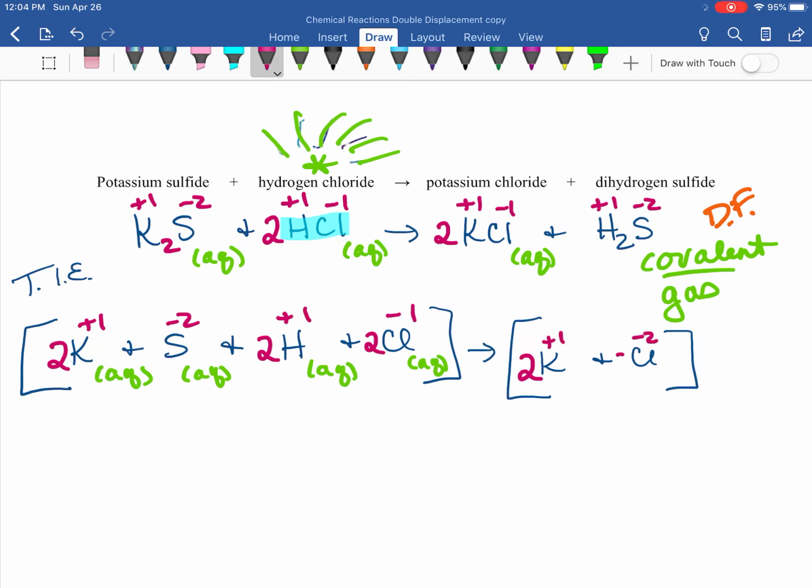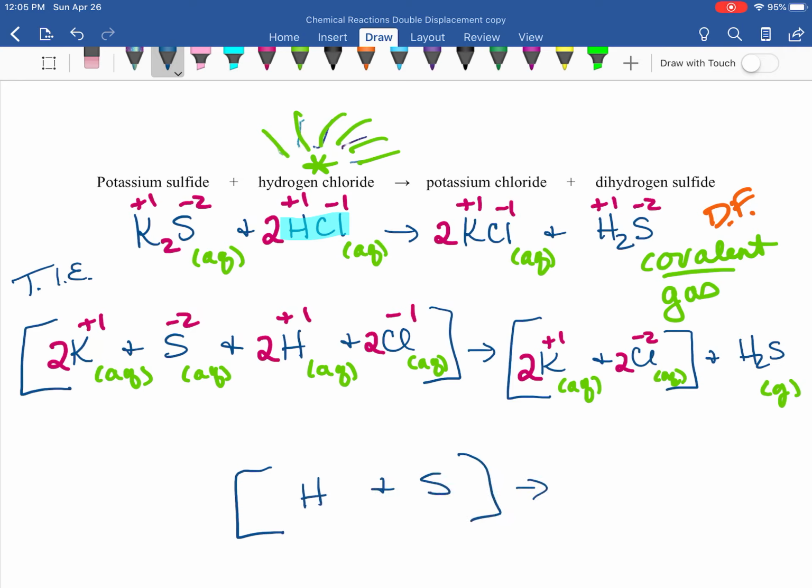I love it. All right, now let's make our products. So that KCl, that's still broken apart. Those are our spectator ions. So let's add these in there. Let's add our charges. We've got 2 of them, and they are both aqueous. And then we're going to make that H2S and keep it together. Keep that one together. That is a gas, and we mark that with a little G.